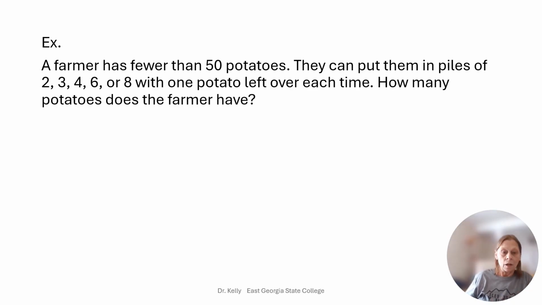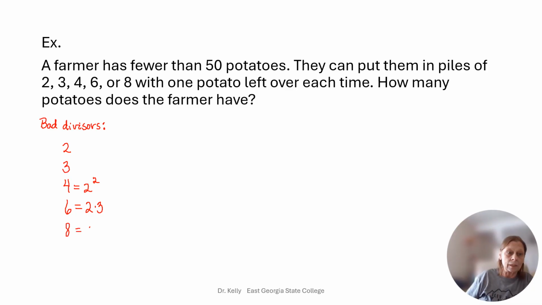So basically what we're given here is a list of bad divisors. So we need to check out the bad divisors. I'm just going to list them. There was 2, there was 3, there was 4, which can be written as 2 squared. There was 6, that one's bad, and that could be written as 2 times 3. And then there was 8, and that is written as 2 cubed.